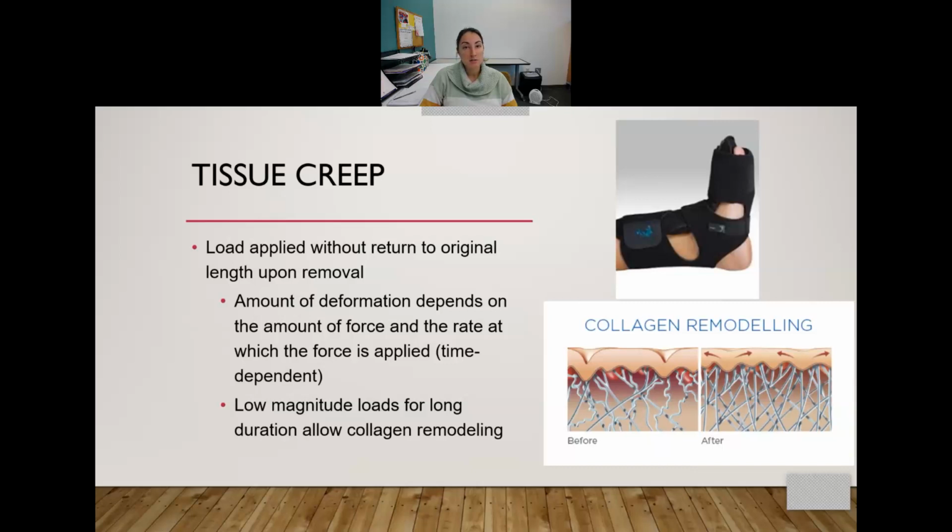So that is another reason we would like to use low load, prolonged stretch to get in that tissue creep region and be able to maintain that elasticity, that length that you gained. With low magnitude loads for long duration, this allows the collagen to remodel. So if you're holding a stretch for a long time at a comfortable range, then the collagen can remodel and become more like the tissue that it's supposed to look like in more of a lengthened position.